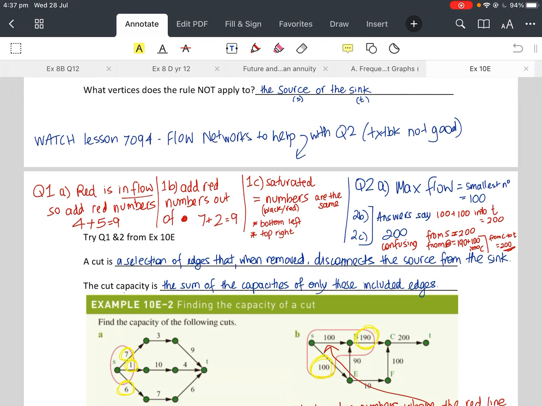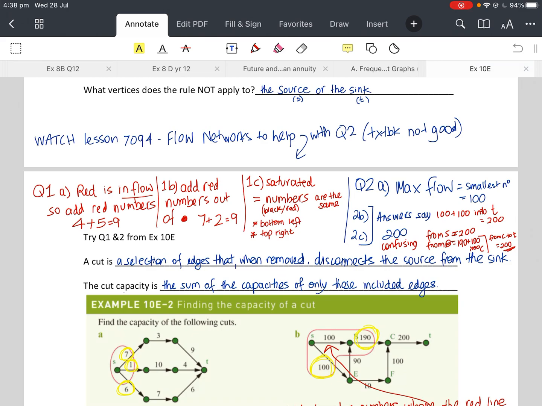Smallest number is 100, but the maximum flow in 2B was a little bit harder. So I think what you're looking at there is you're looking for the maximum flow going into T. So when you're going into T, the sink, there's 100 from one direction and there's 100 from another direction. So because there's 100 from 2 directions, that adds up to 200. So that's what I assumed was the maximum flow there.